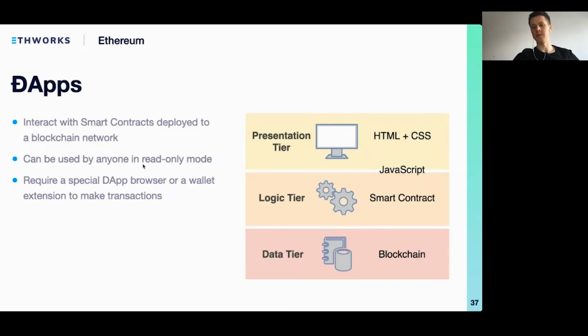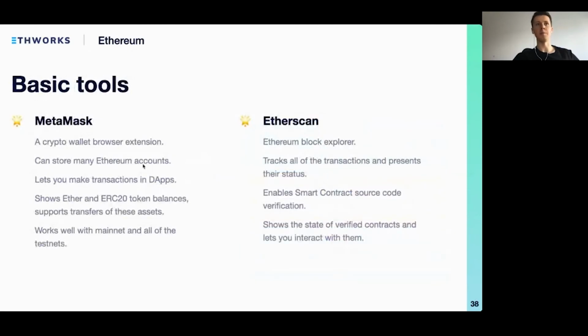either a browser that already supports crypto wallets, or at least you need an extension to the browser. When it comes to browsers with support, I think Opera already does. And the extension that we use the most is called MetaMask. So MetaMask is a crypto wallet that can hold multiple Ethereum accounts.